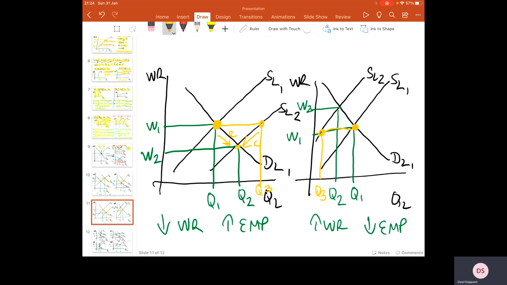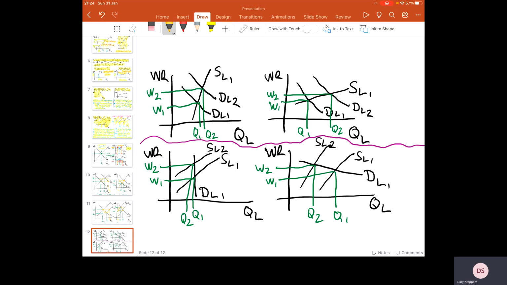So to clear the labour market, wage rates would need to grow. That would lead to an extension in the supply of labour and a contraction in the demand for labour. Now everyone, this next slide here is just to show you how you can use elasticity to your advantage.